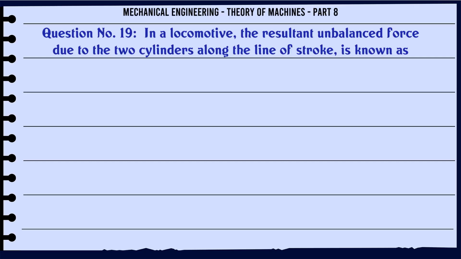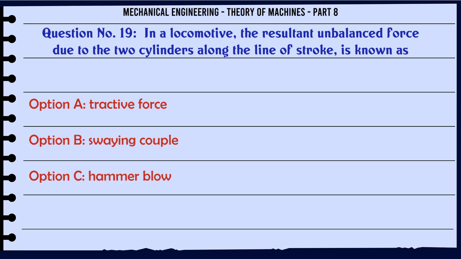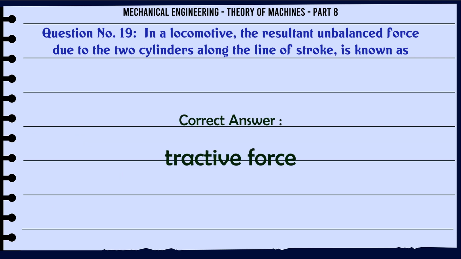In a locomotive, the resultant unbalanced force due to the two cylinders along the line of stroke is known as: A. Tractive force, B. Swaying couple, C. Hammer blow, D. None of these. The correct answer is tractive force.